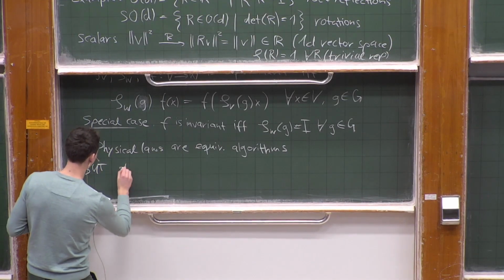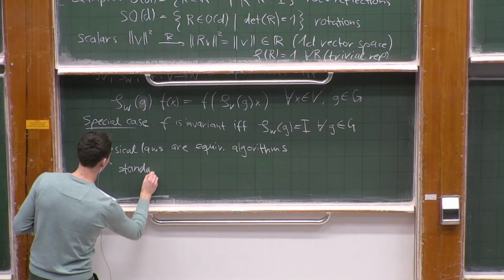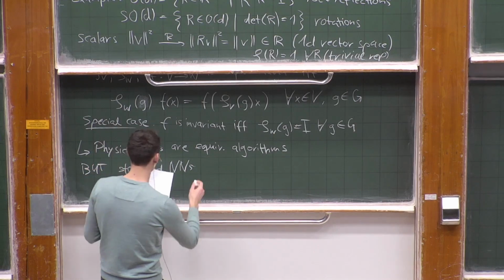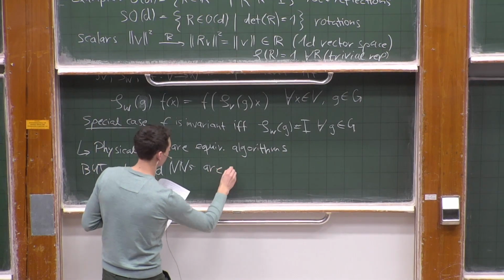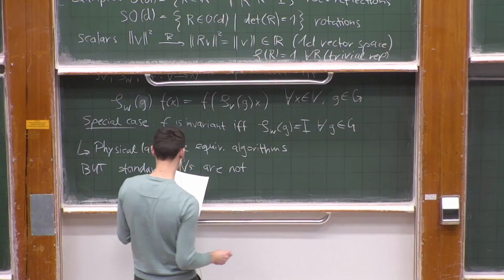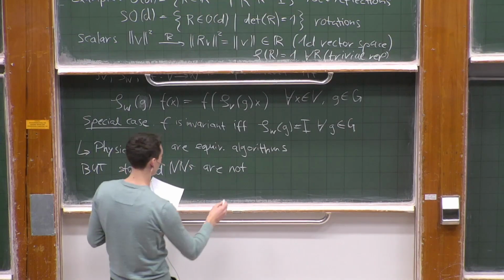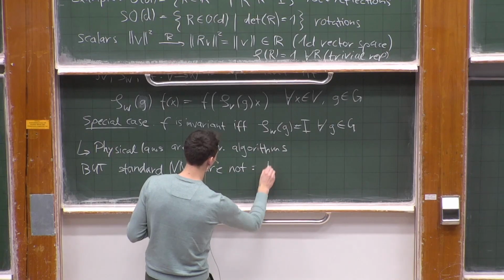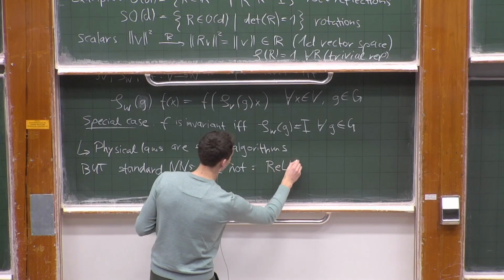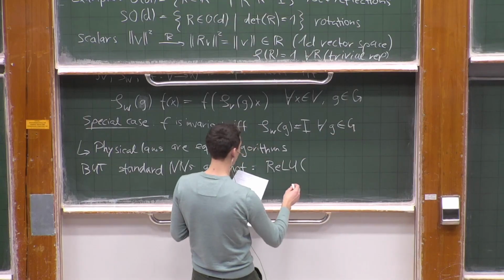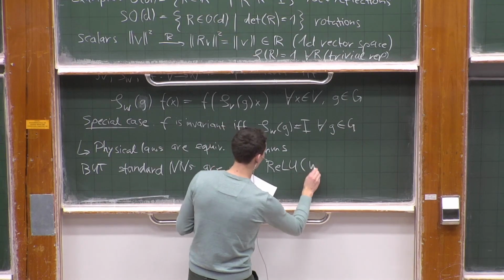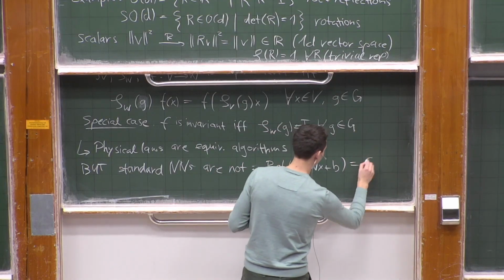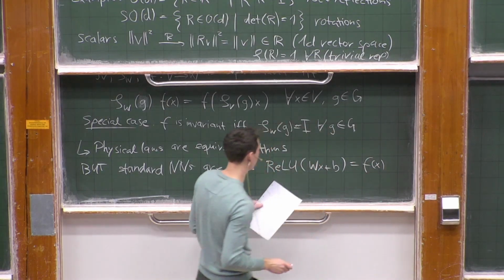Standard neural networks, they are not equivariant. For example, we could look at the following function. Very simple network. We look at the ReLU as a nonlinearity. Could actually use any other nonlinearity, but just for this example here, we look at the following function.